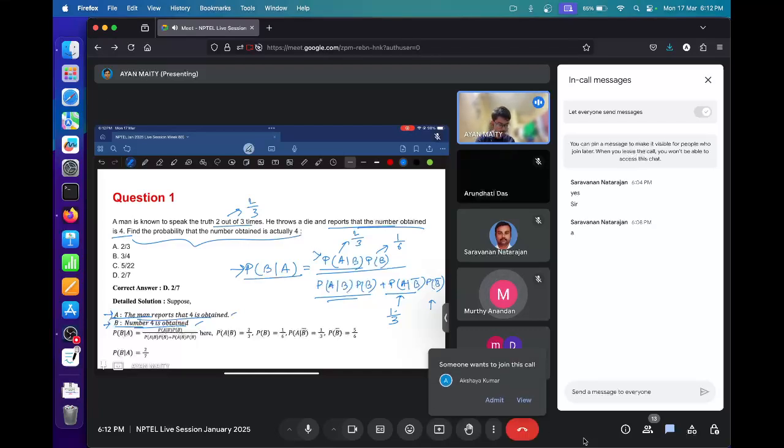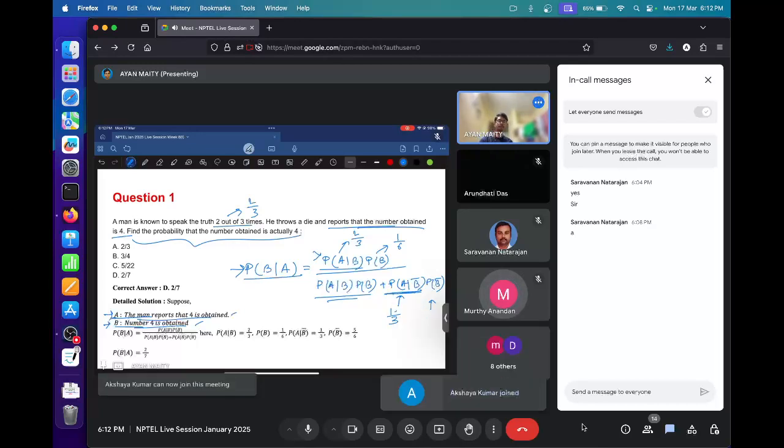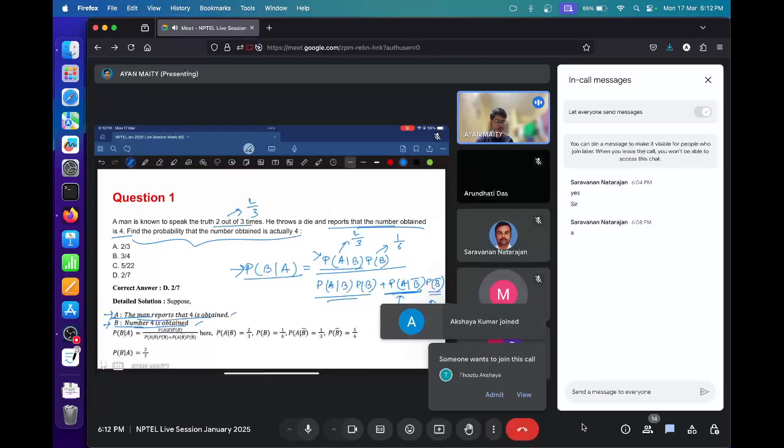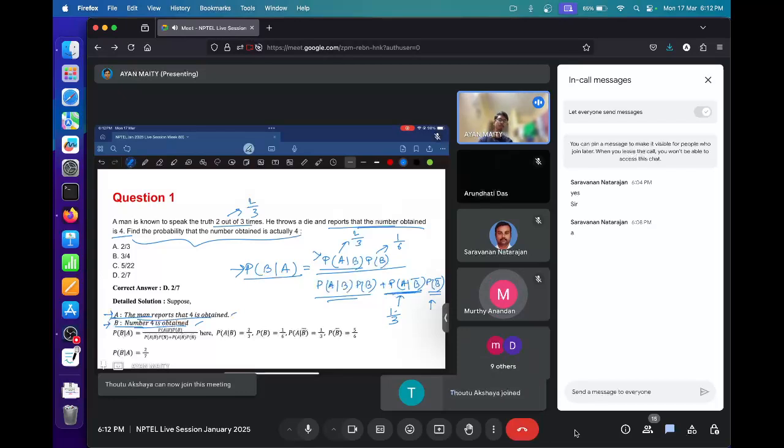And probability of A given B complement basically means the probability of lying. And B is the event of obtaining 4. So probability of B complement basically means probability of not obtaining 4, which is 1 minus 1 by 6, which is 5 by 6. So now if we put these values into this expression, we will get 2 by 6.